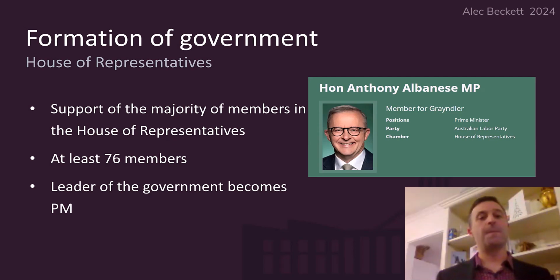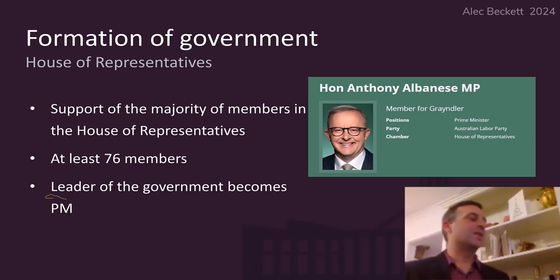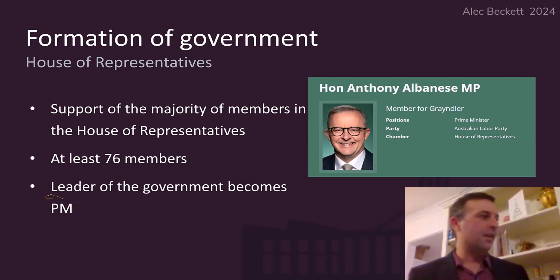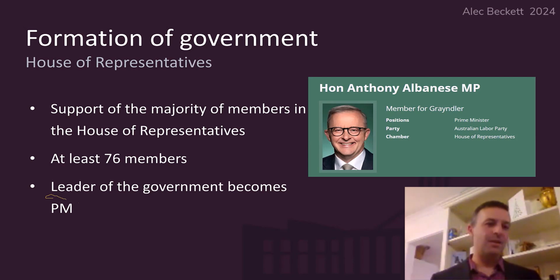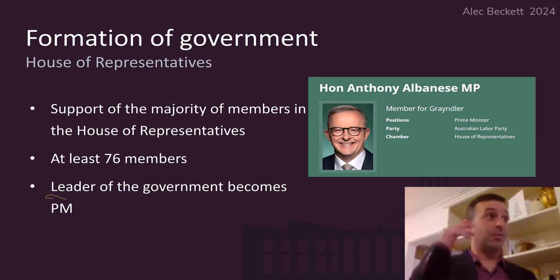We've got the support. I'll wrap up with the formation of government with this point, and the leader of the government becomes the Prime Minister. Now, I mention that because we've had a number of times fairly recently where the people have thought they voted in a Prime Minister, and then during a parliament without an election, we have a new Prime Minister. Yeah. And that's because the leader of the government has changed.